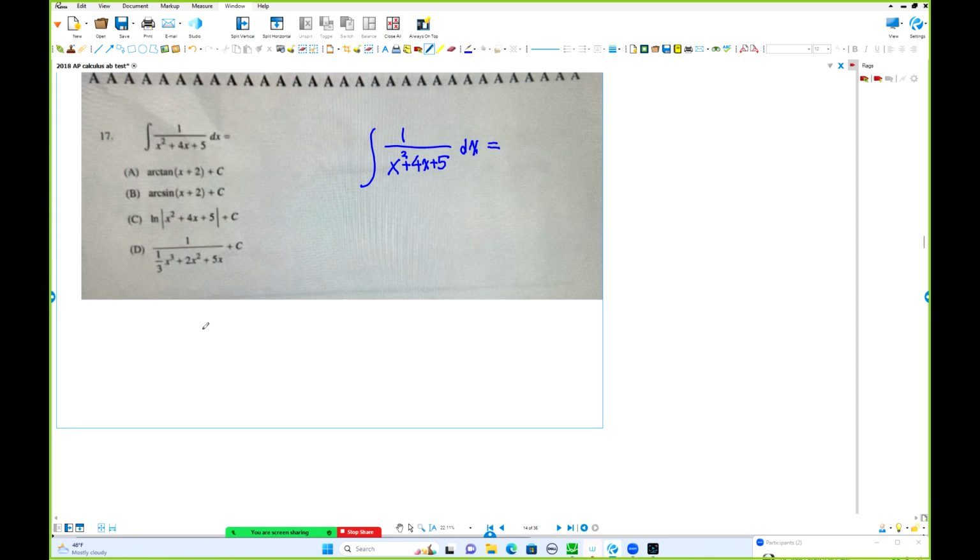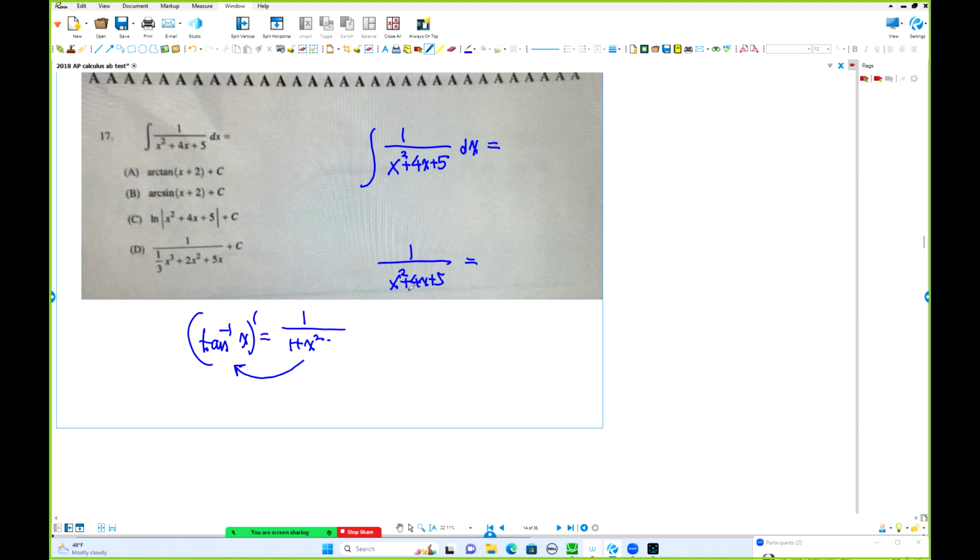Because we know that the derivative of arctangent x equals what? 1 over 1 plus x squared, isn't it? Okay, if you get this form, you can go back to arctangent x. But this is a little different, so take a look here: 1 over x squared plus 4x plus 5.